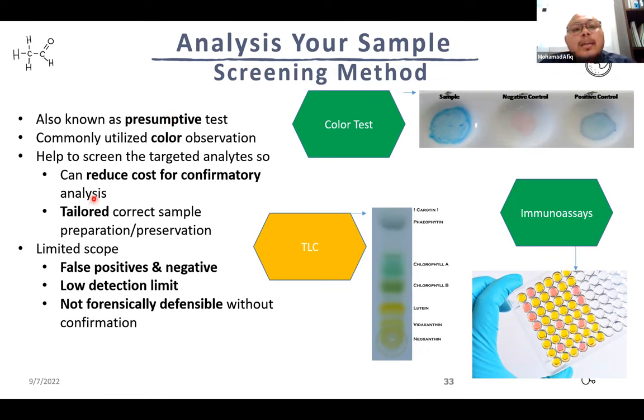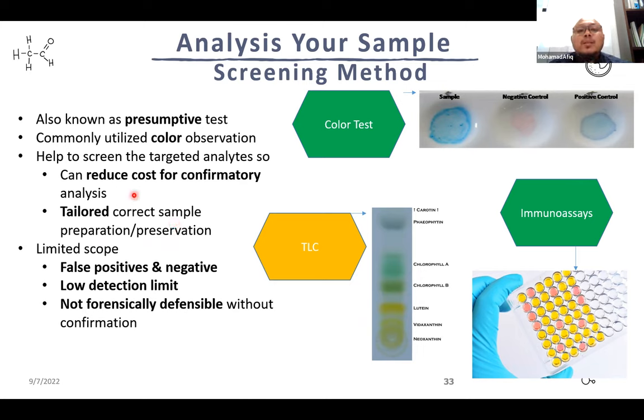Commonly it utilizes color observation. If you look over here, most of the time we utilize color observation, color test, spot test, TLC, immunoassay. If not color observation, for example TLC, you can put the TLC under the UV light. Why is the screening method advantageous? It can reduce cost for confirmatory analysis.